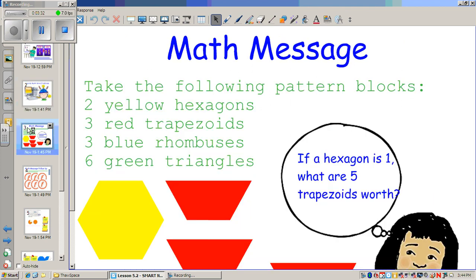All right, our math message. It says, take the following pattern blocks: 2 yellow hexagons, 3 red trapezoids, 3 blue rhombuses, and 6 triangles. So what I want you to think about is when you come to class, we're going to be working with pattern blocks. And it says, if a hexagon is 1, what are 5 trapezoids worth? So let's take a look at this.